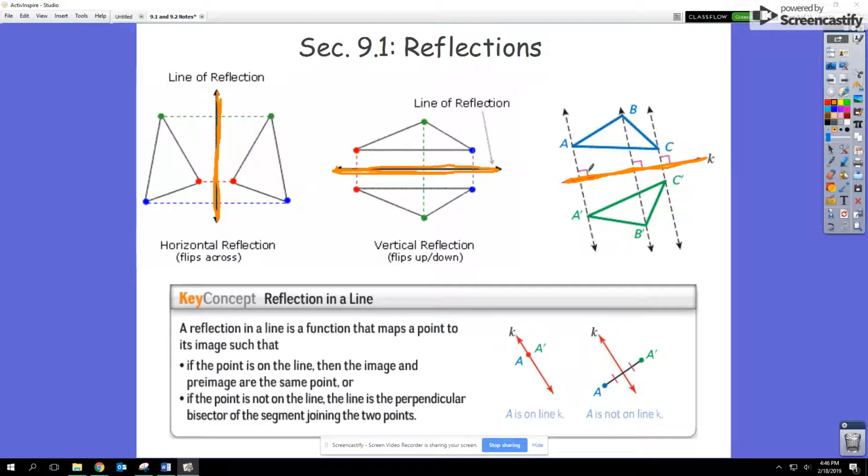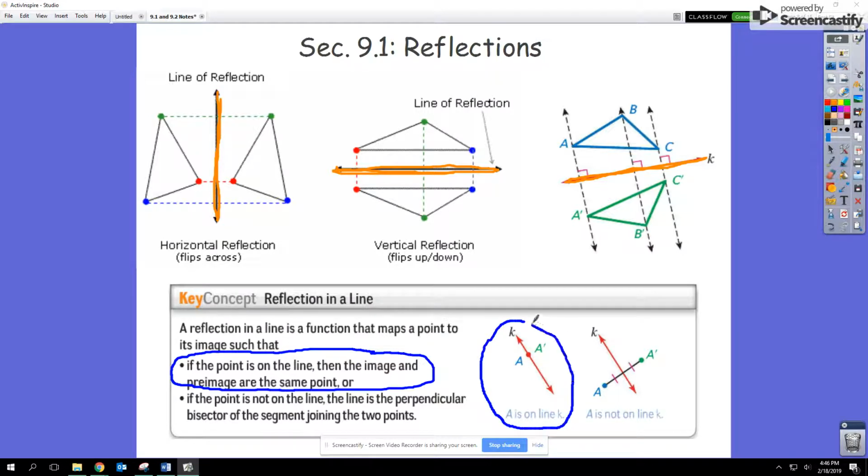Over here on this far figure, A will reflect down to A prime. B down to B prime, C down to C prime. And so a couple of things that I wanted to quickly review. If we go down here to the bottom, here's a couple of rules with reflections. And I'm going to circle this first bullet for you in blue. It says the point is on the line, then the image and the preimage are the same point. And that's this little diagram right here.